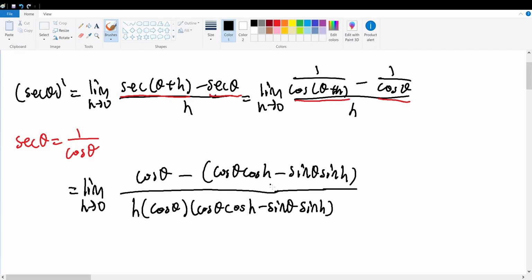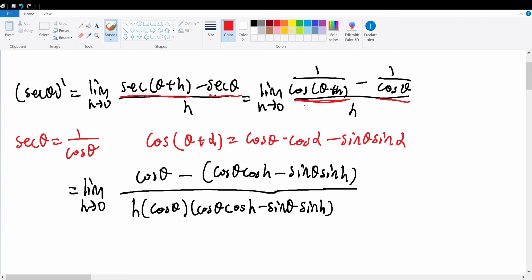You might be wondering where I got cosine of theta times cosine of h minus sine of theta times sine of h from. Well, I got this by expanding the cosine of theta plus h function, because we know the trigonometric identity of the cosine of the sum of two angles represented by theta and alpha will be equal to the cosine of theta times cosine of alpha minus sine of theta times sine of alpha. So by multiplying cosine of theta plus h and cosine of theta, we will result in this term right here, and with the likewise reasoning, we will get the numerator as such.